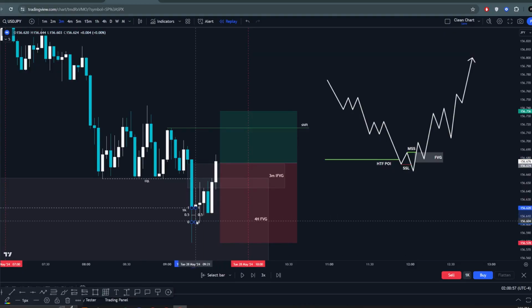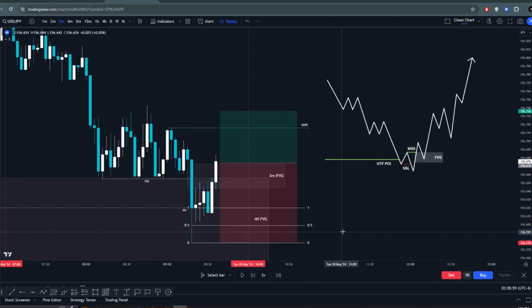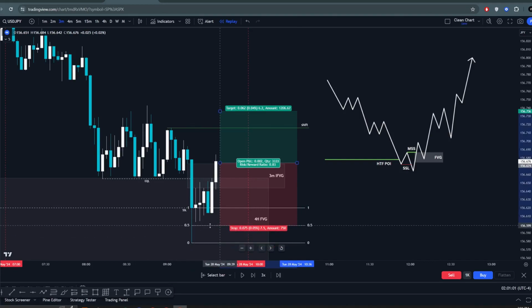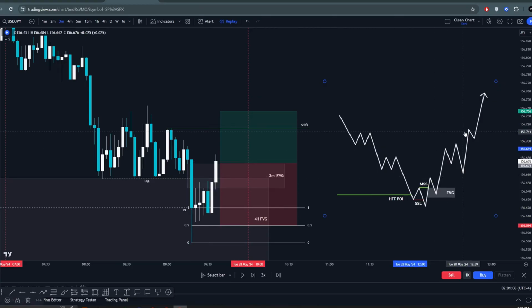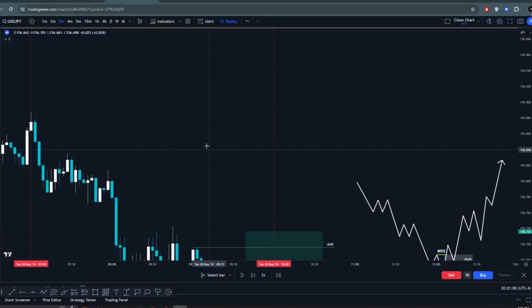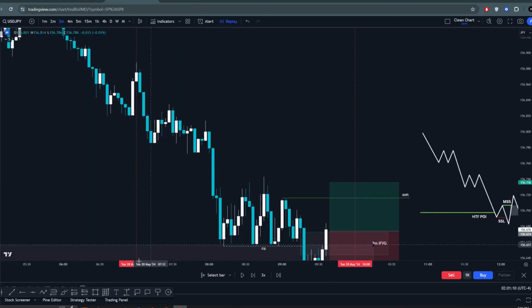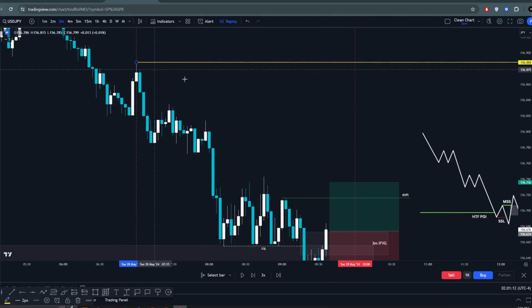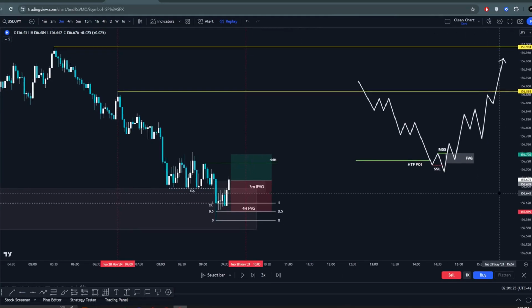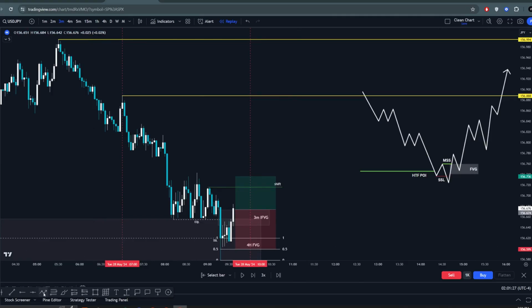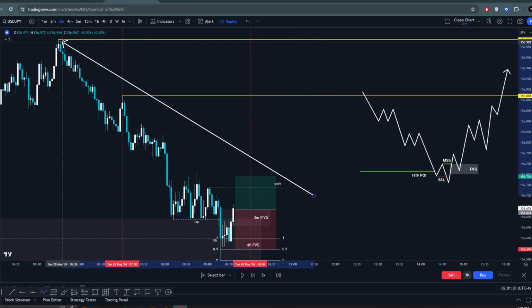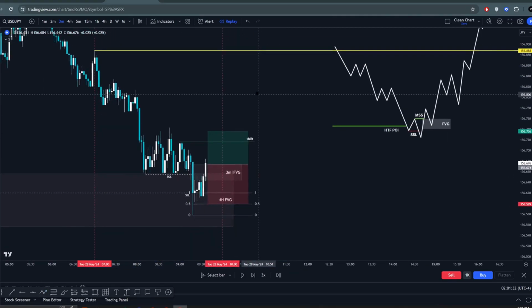I'm going to use the midpoint of this very long wick, placing my stop loss just below the 50% of that wick. And let's aim for the nearest buy side liquidity above. Let's use this. This is the nearest liquidity to take. We have here a buy side liquidity and we have here a buy side liquidity.